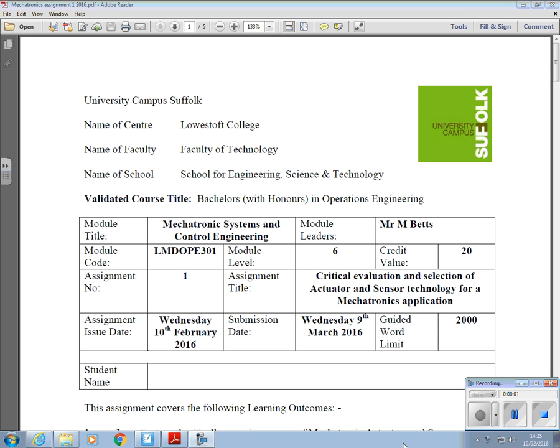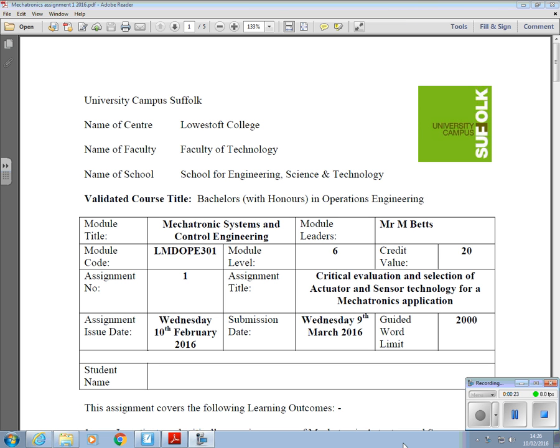Before we have our little section on sensors this week, I'm going to issue the first assignment today. So I thought I'd go through that first. Let's get that covered. Reluctant to say out of the way.